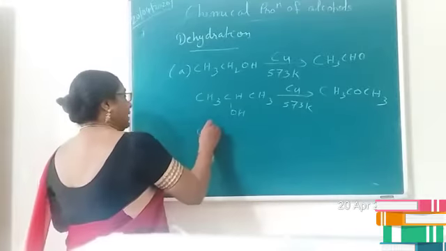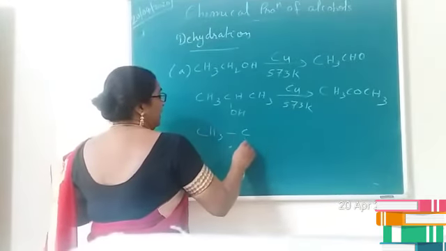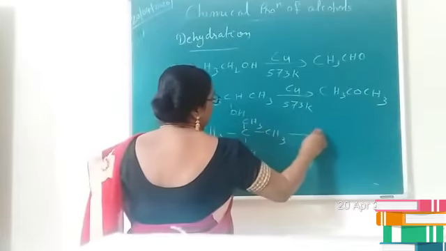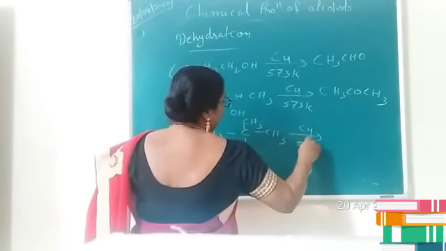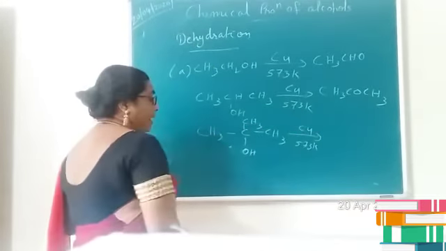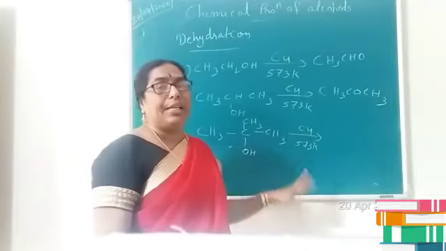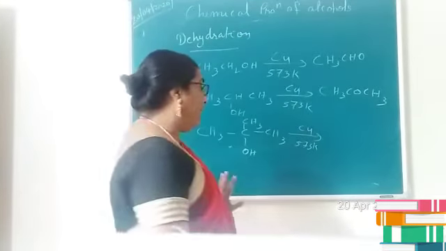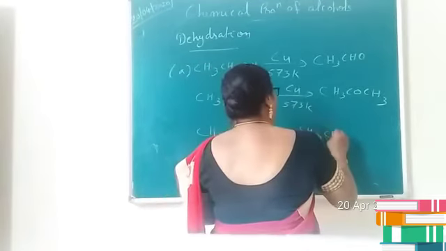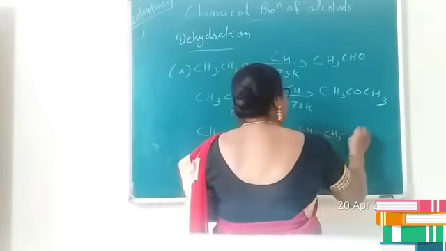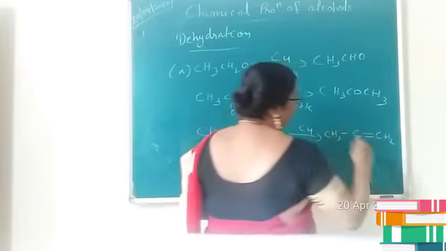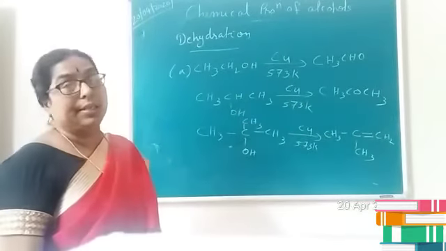Suppose if it is tertiary alcohol, that is (CH3)3COH, it undergoes dehydrogenation under the same condition, and here we can say that instead of dehydrogenation in case of tertiary alcohol, actually dehydration takes place, and you will be getting CH3, C double bond CH2, single bond CH3 as the product. Alkene will be the product.